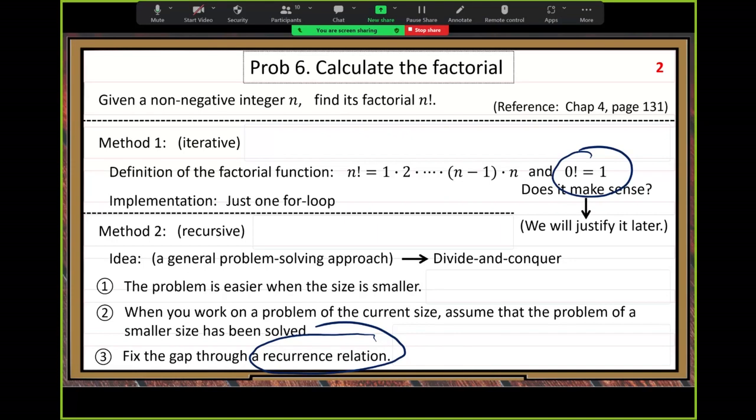So last time I mentioned that definition here. Look at the definition: 0 factorial equals 1. This assumption looks a little weird, because it's not easy to see, right? For most people, they may feel 0 factorial looks like 0, but why is 0 factorial defined as 1?